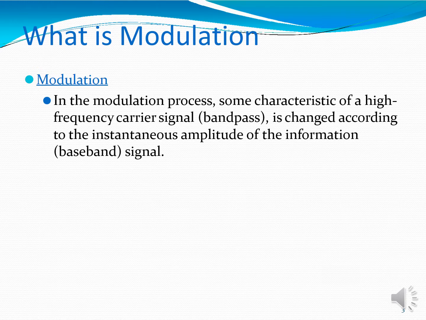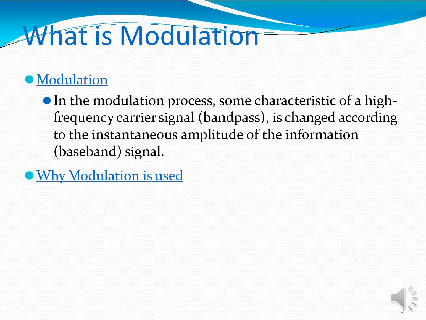Modulation is the process in which some characteristic of a high frequency carrier signal, that is, the band pass signal, is changed according to the instantaneous amplitude of the information signal, that is, the baseband signal. This process is called modulation.